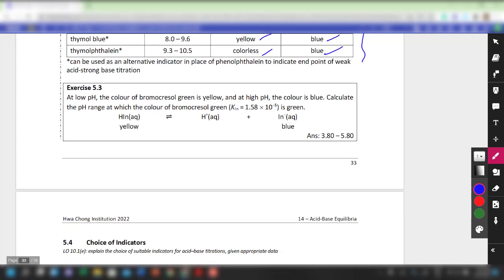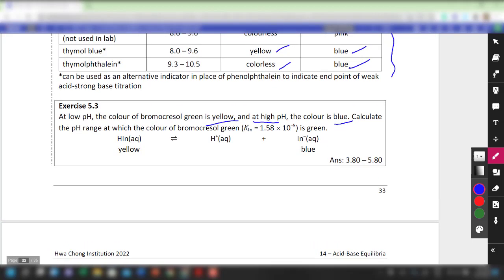Okay, so for exercise 5.3, at low pH, the color of bromocresol green is yellow. At high pH, the color is blue. You are supposed to calculate the pH range at which the color of bromocresol green is green. So what we can do here is we are given the K of the indicator. Remember the working range of the indicator is of a certain value.